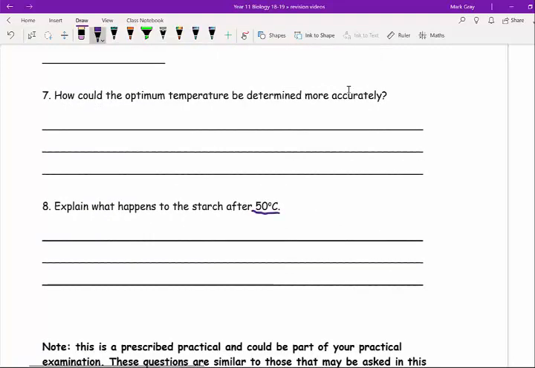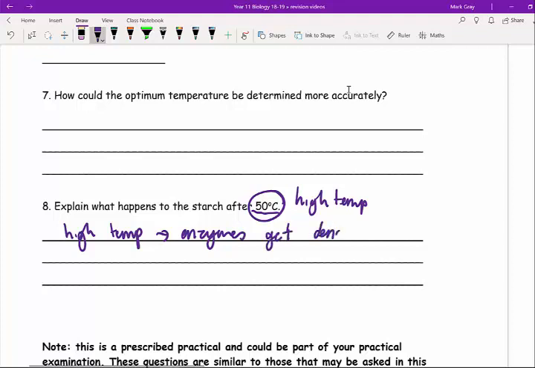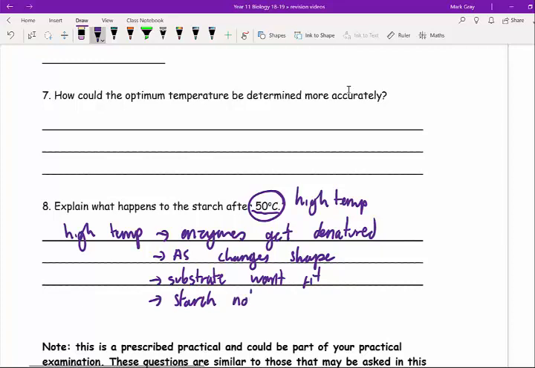Now, next one, after 50 degrees C, well, holy moly, that's a high temperature. So that means high temperature, and again it's the same bullet points. The enzymes get denatured and the active site changes shape, so the substrate won't fit. So in this case the starch is not broken down.